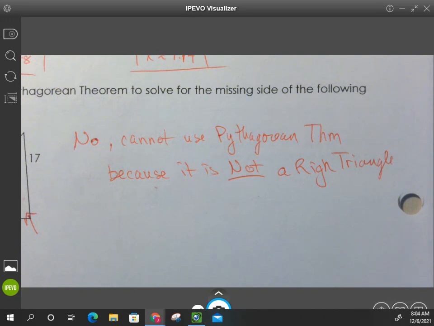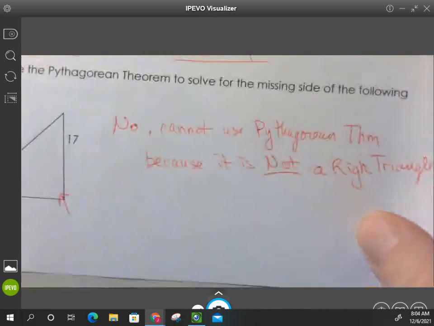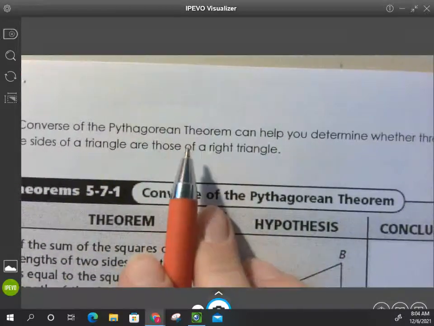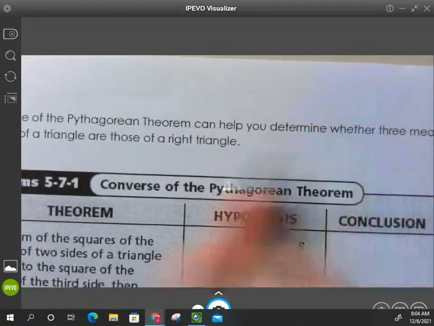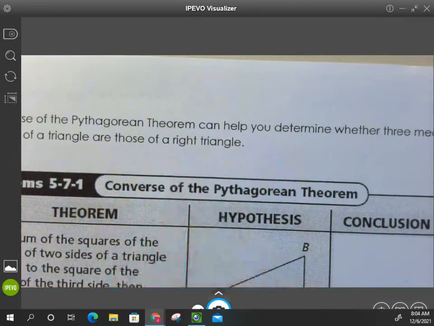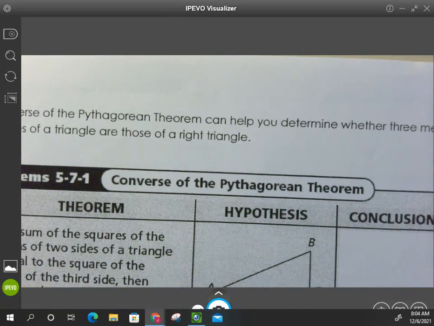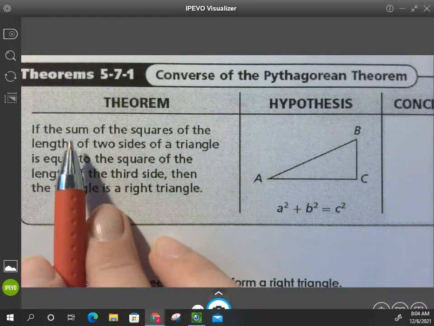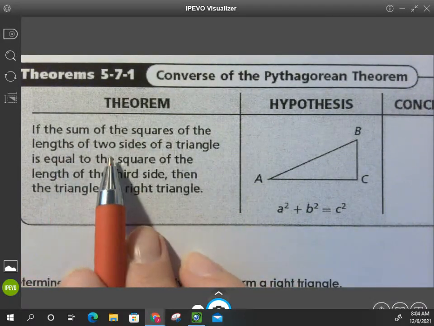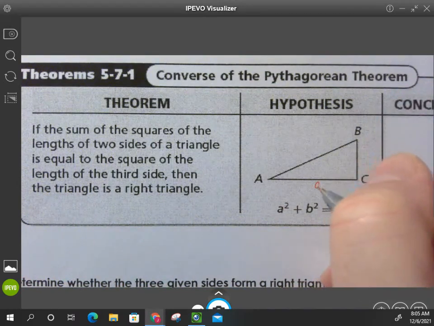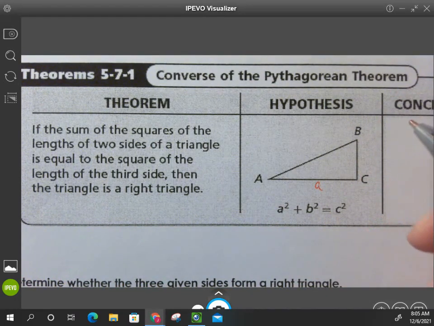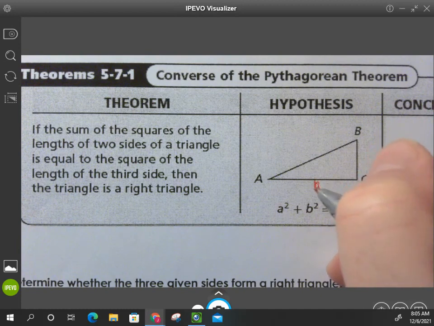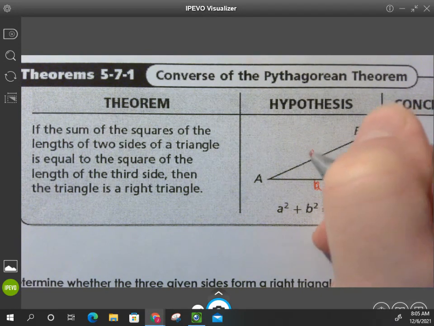Okay, so next idea is the converse of the Pythagorean theorem. So go ahead to that next page. The converse Pythagorean theorem can help you determine whether 3 measures of a triangle make a right triangle. So if I know 3 sides, I can tell you whether they are or aren't a right triangle. So here it is again. The sum of the squares of the lengths of 2 sides. Okay, so that's a squared. Actually, this is b, sorry. B squared plus a squared equals c squared.